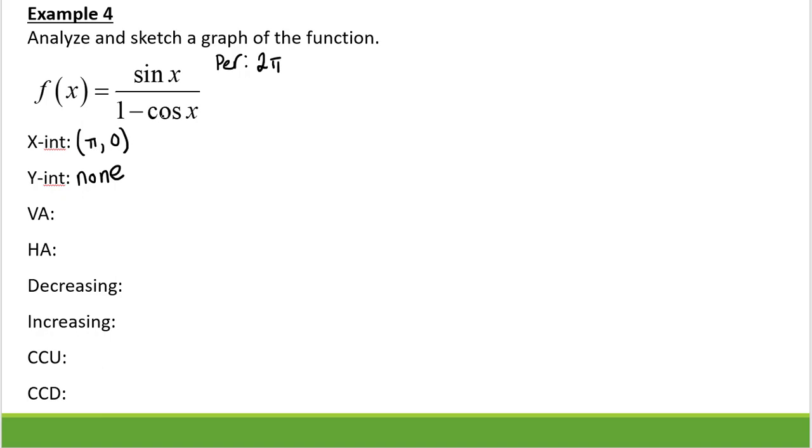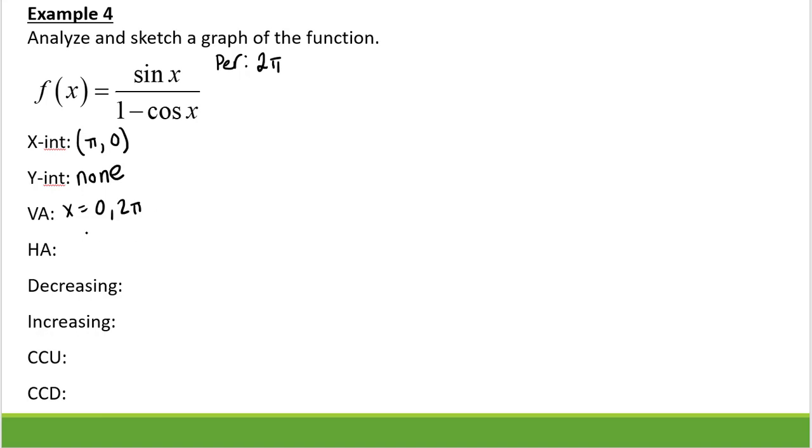Your vertical asymptotes are when the denominator equals 0. So that happens at 0, 2 pi. We would also have another one here. What I was just thinking is that I was thinking we had one at 0, 0. But if I plug in 0 here, I get 0 over 0, which we know can't happen. So that's why I have a vertical asymptote there. That's what kind of caught me on this one.